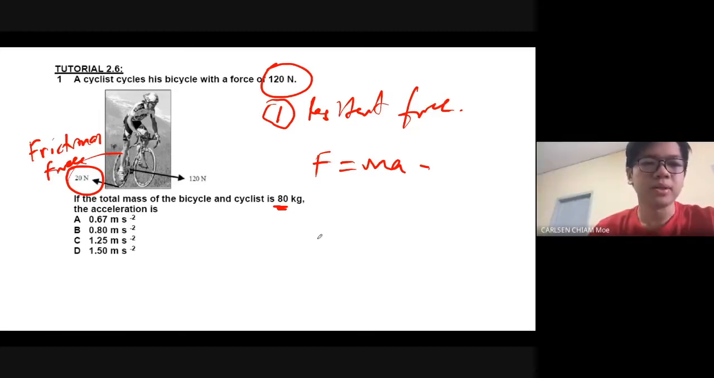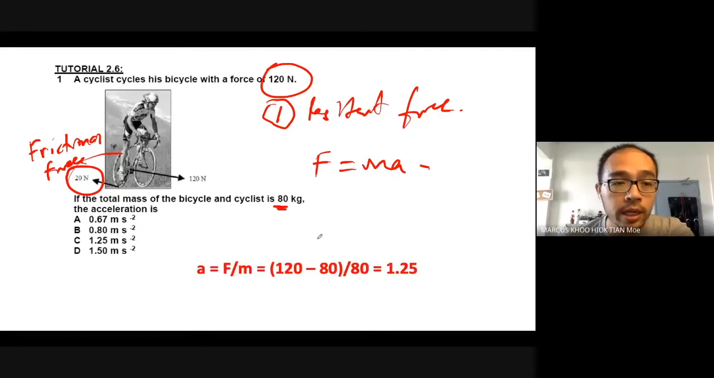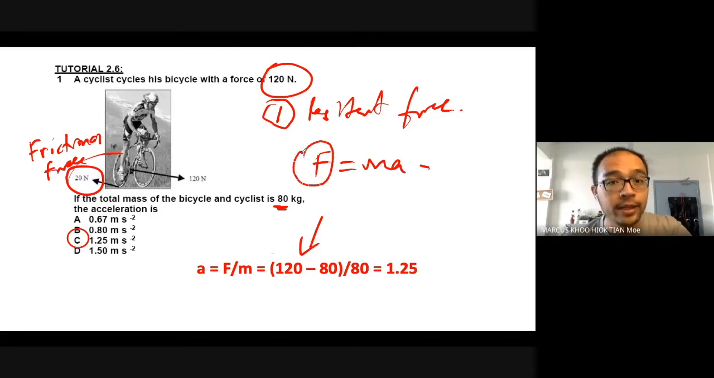1.25 meters per second squared. Let's double check. All right, it is 1.25 meters per second squared. Remember that you need to calculate the resultant force first, and only then can you put it into F. A common mistake is people see the 120 and straight away put the 120 in here, but they forget about the frictional force. Always count the resultant force first before you put it into F equals MA. All right, good job.